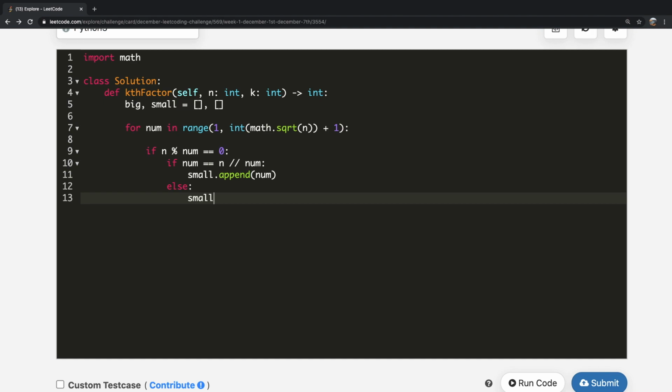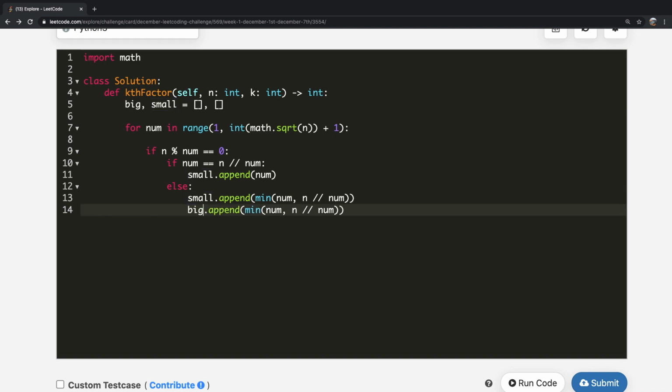So we're going to do small.append, and over here, what are we going to append to small? At small, we're going to append the minimum value between the number and n divided by the number, okay? And we're going to do the opposite for big. So let's just copy it over. So for big, we're going to append the maximum between the number and n divided by the number, okay? Perfect. So that's going to be it inside of this statement over here.